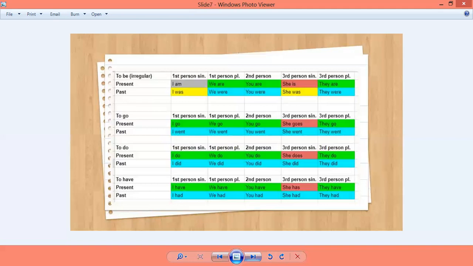आई वेंट टू स्कूल एवरी डे, वी वेंट टू स्कूल एवरी डे, you went to school every day, she went to school every day, and they went to school every day. Goes on for all the respective examples. आप देख सकते हैं कि रेड वाला बॉक्स है थर्ड पर्सन सिंगुलर, दैट टू इन प्रेजेंट टेंस. वहीं पे चेंजेस आ रहे हैं, बाकी कहीं पे चेंजेस नहीं है. आई होप दैट इज क्लियर.